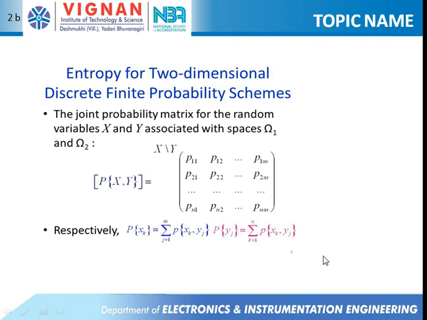Question number 2b: explain the joint probability matrix. The probability matrix can be represented as a two-dimensional discrete finite probability scheme. Here the joint probability matrix of the random variables X and Y associated with the space 1 and 2 is p11, p12, up to m. So here this is an n cross n matrix, so I am going to represent it like this.